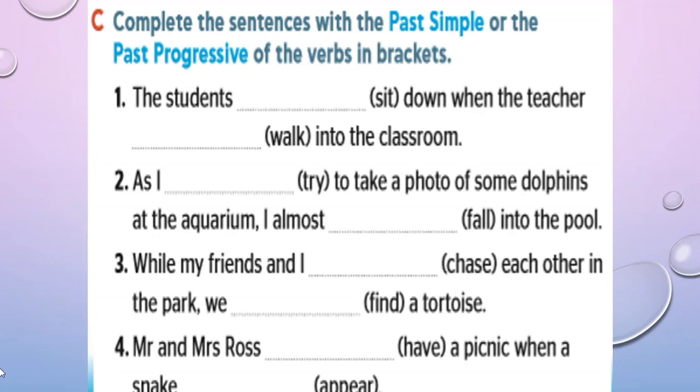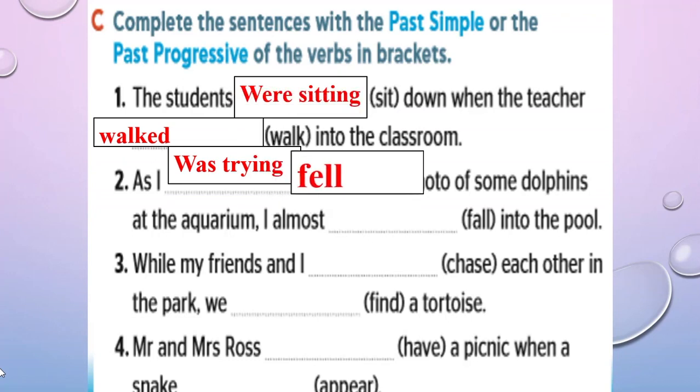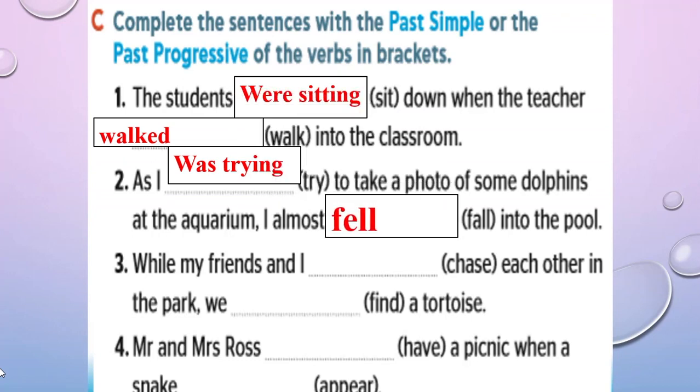Now, my students, look at exercise C. Complete the sentences with the simple past or the past progressive of the verb in brackets. Number one: the students, yes, right, were sitting down when the teacher walked into the room. The longer one is the sitting, and the interrupting, short one is the walking. As I was trying to take a photo of some dolphins at the aquarium, I almost fell into the pool.